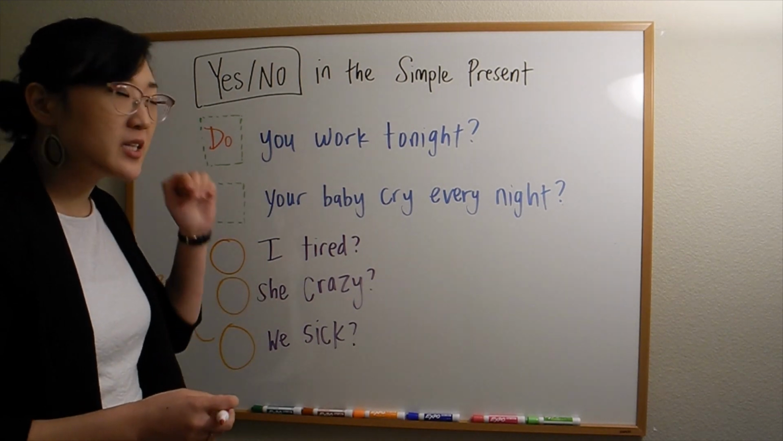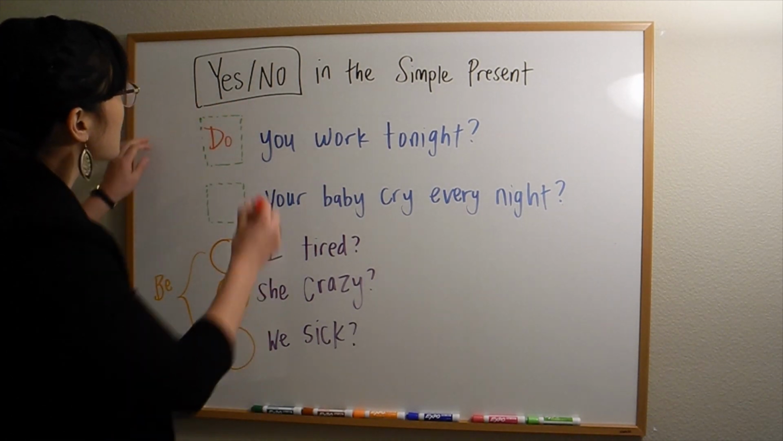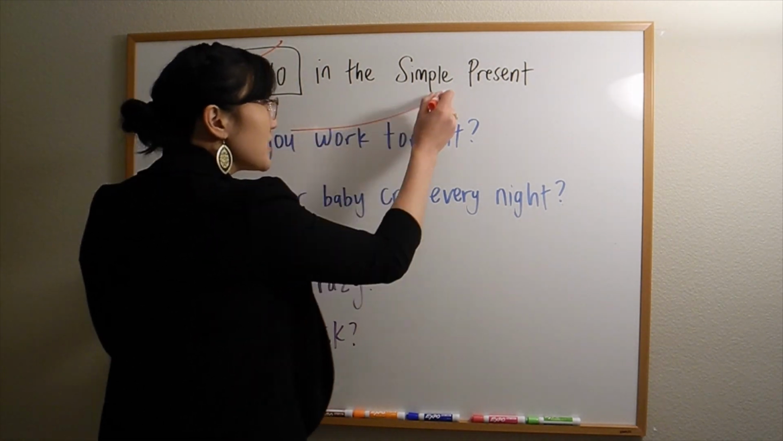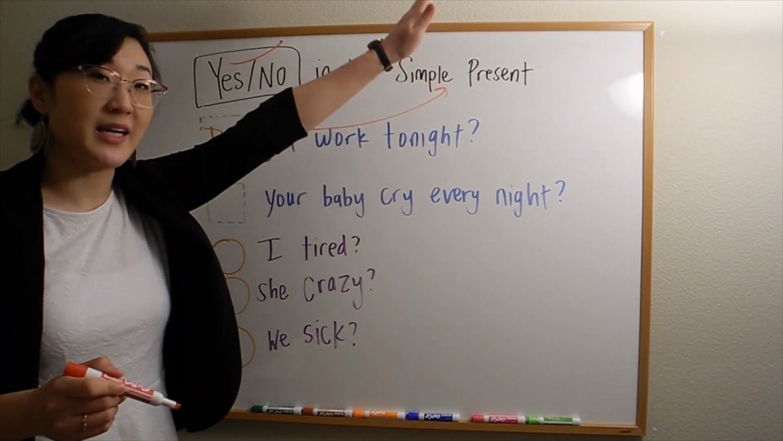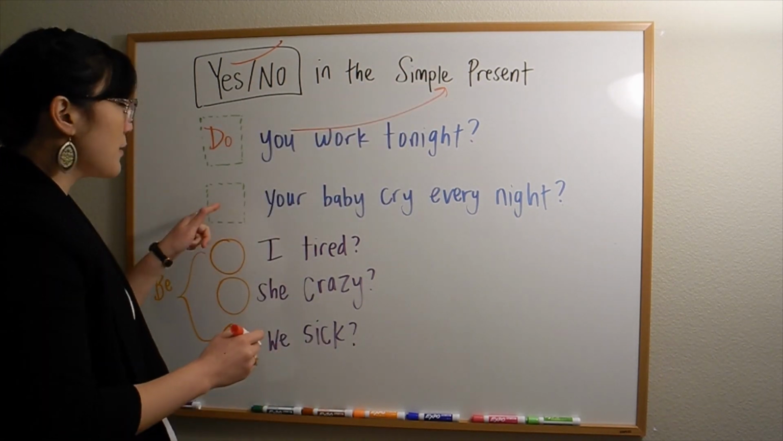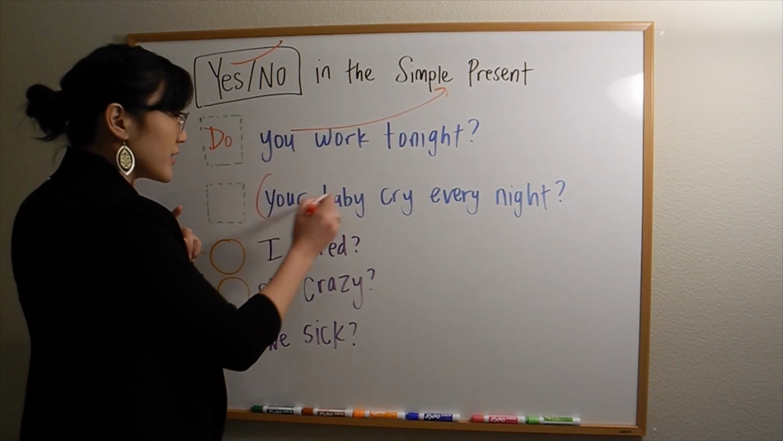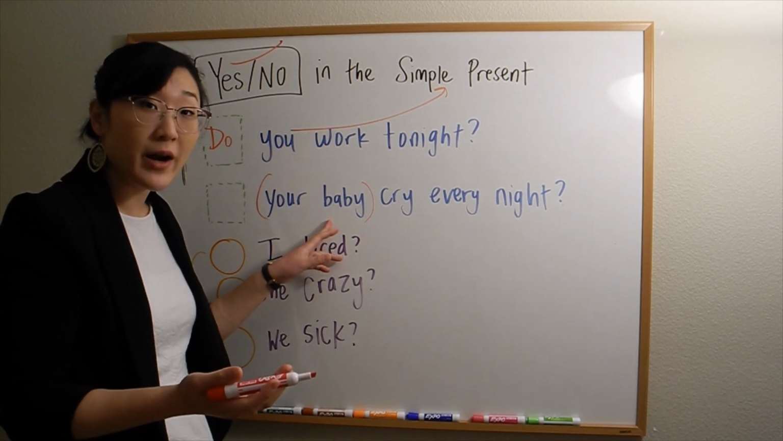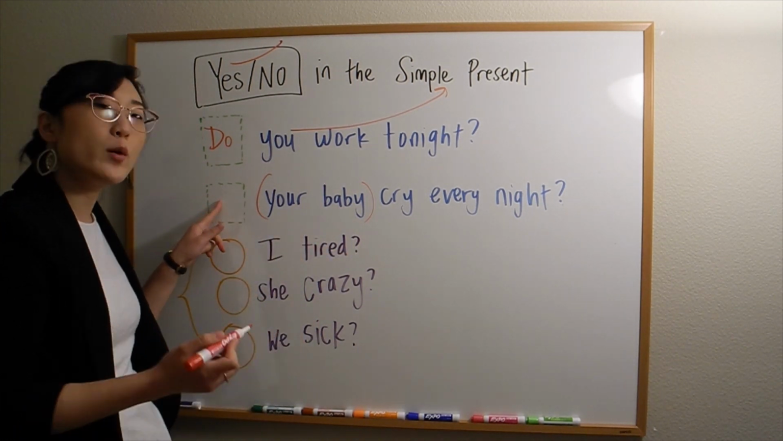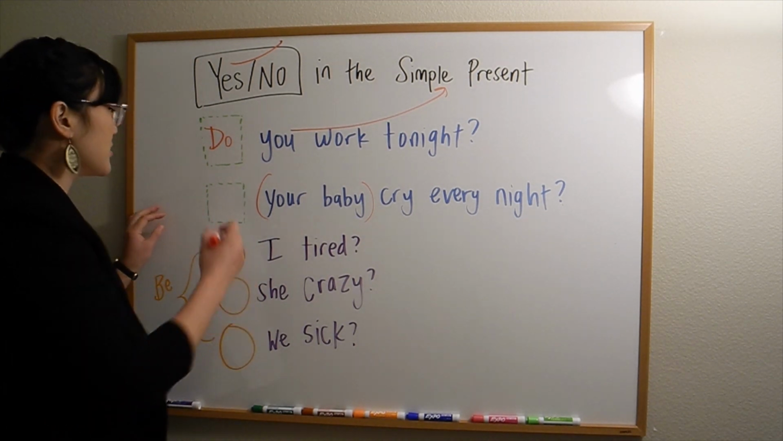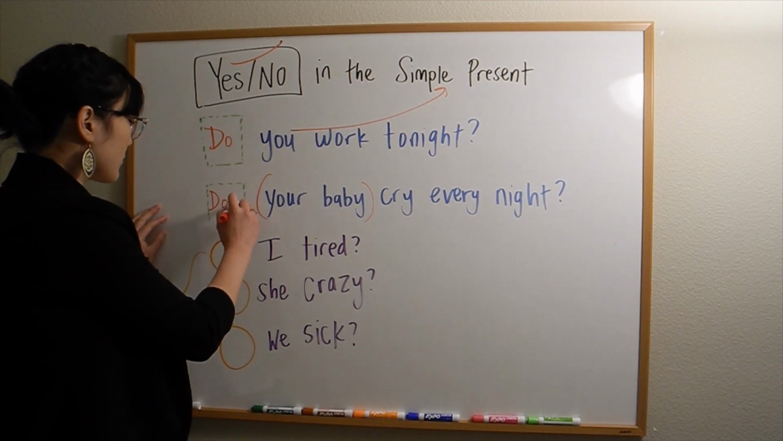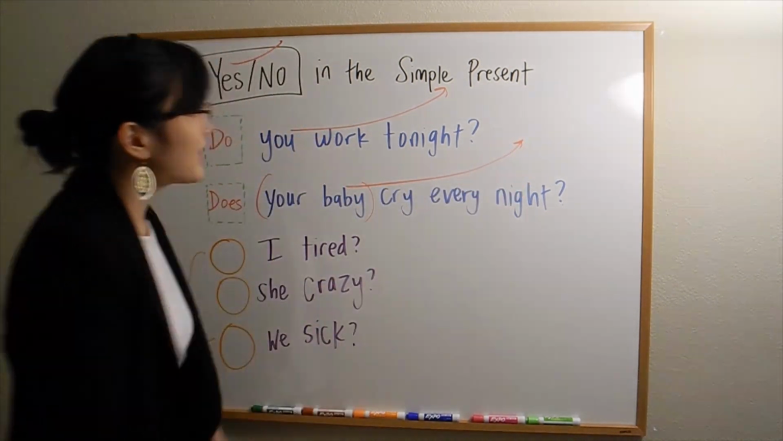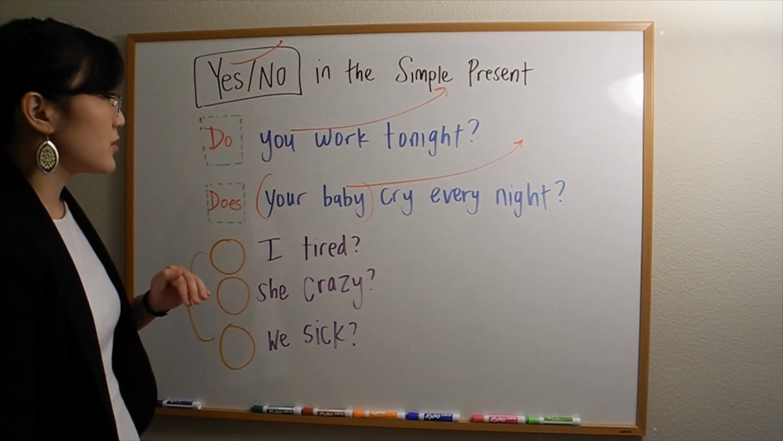Now listen to the intonation. Yes or no questions, we're gonna go up. So for example, do you work tonight? It goes up like an airplane, okay? What about this one? Okay, be careful. Look at this. Your baby. Your baby can be a boy or a girl, right? So do or does? Does, right? Does your baby cry every night? Right? Both of these are yes or no questions.